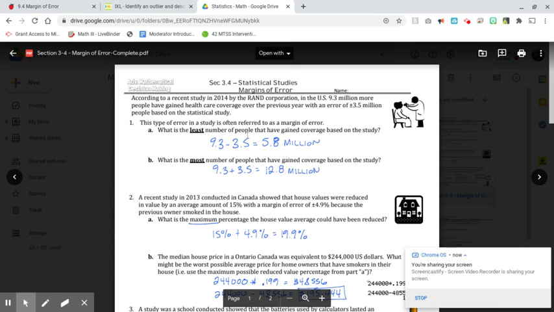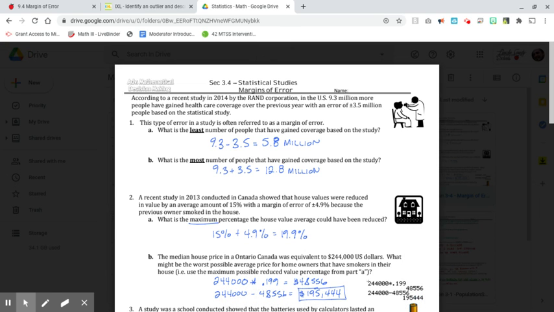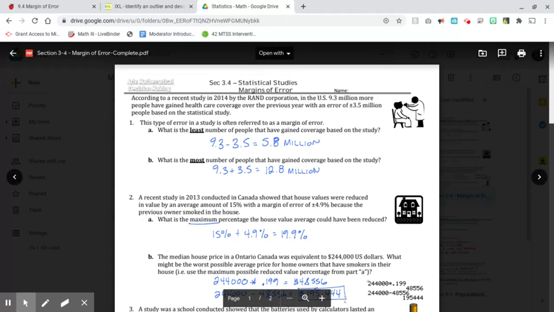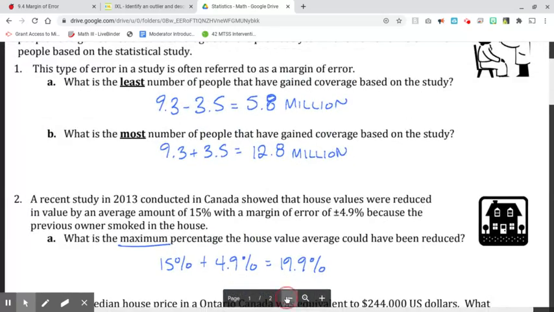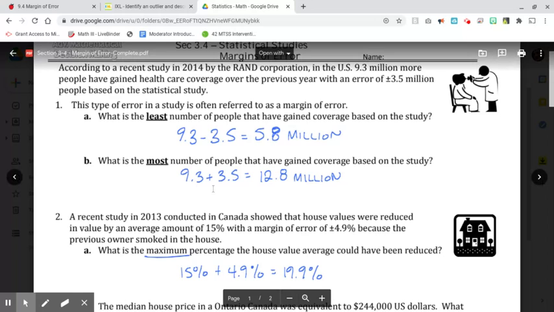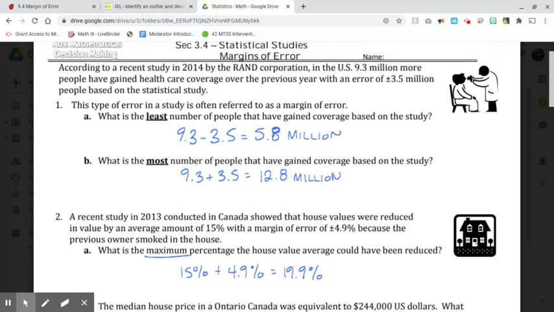All right, guys, welcome to the last section here of Math 3, and this is called margin of error. In general, margin of error is just like how far off you are in one direction or the other.